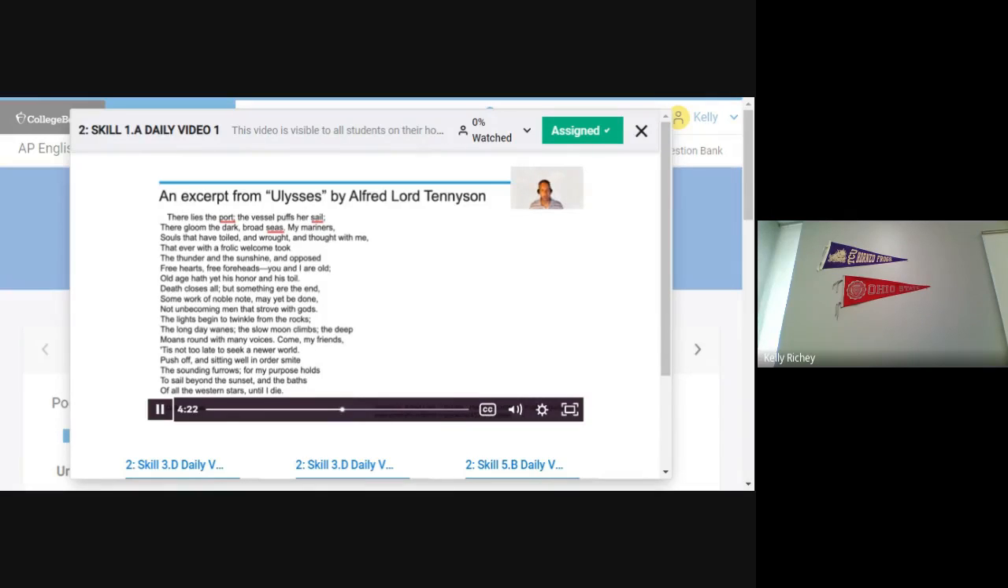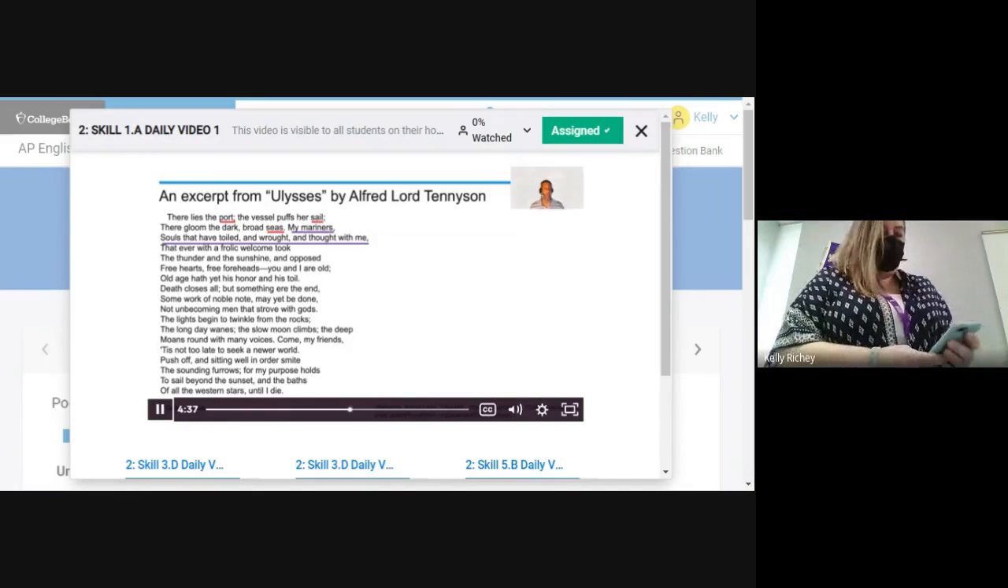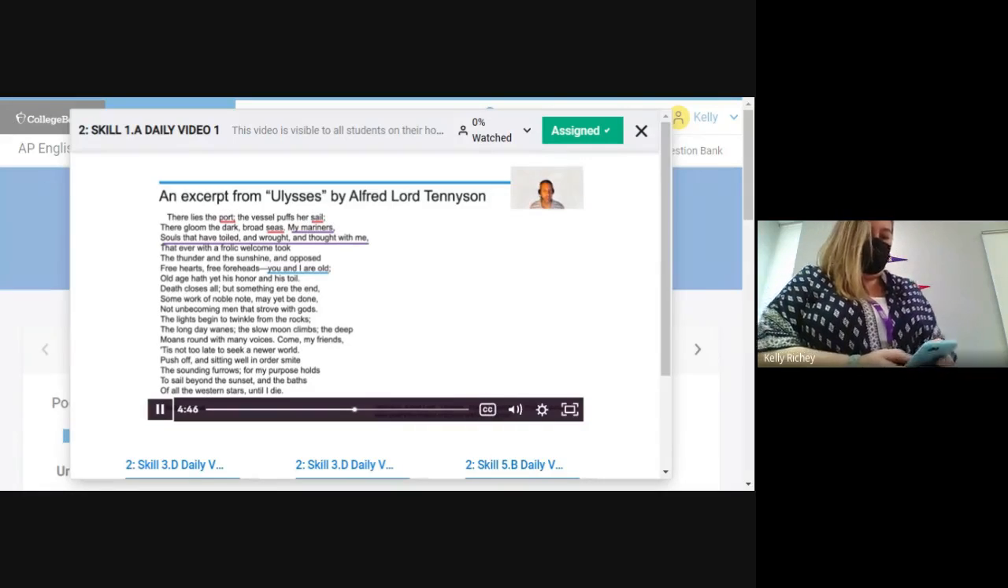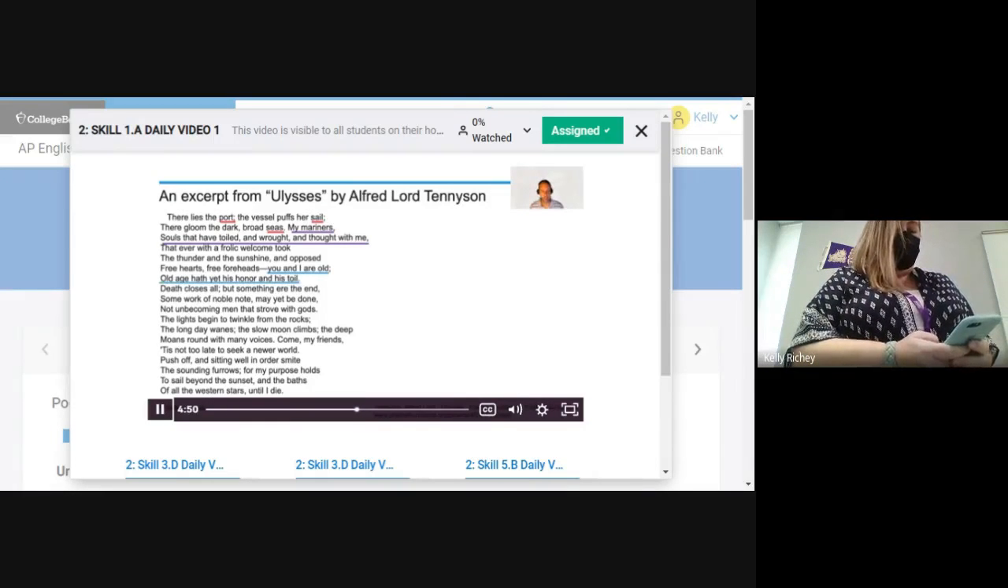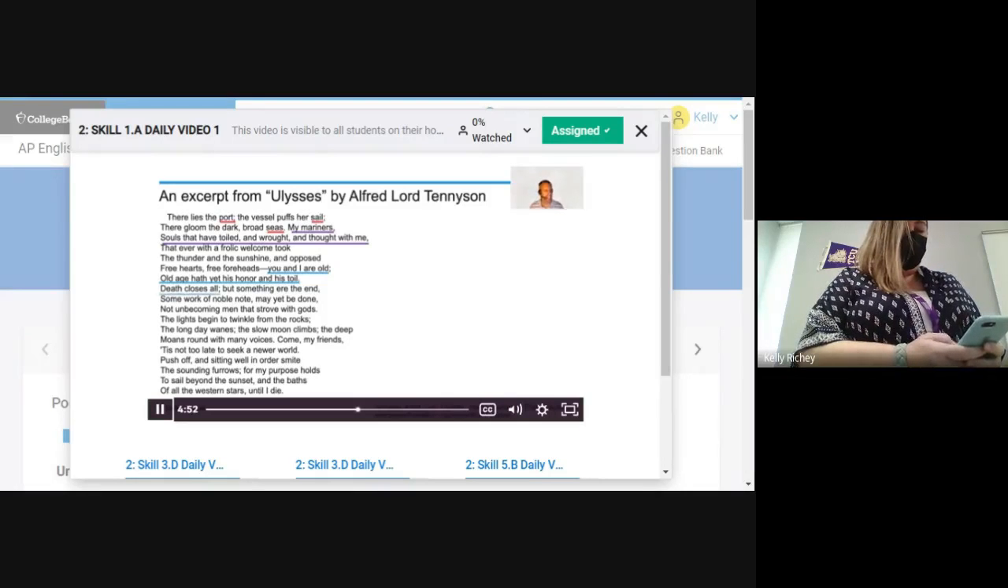And as I move through it, I get some more indications that show not only his location, but what type of person he is. He has mariners. He has souls that have toiled. They've worked really hard. They've wrought. They've thought. So I'm getting the sense that there's a bond between these guys. But as we move about five lines down, and I think that dash there indicates an important, maybe even dramatic pause, he acknowledges, "You and I are old." And he starts to talk a little bit about age and death.